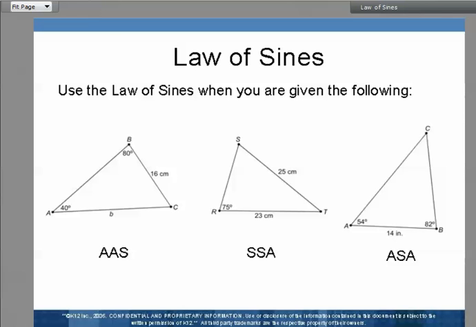You can take a problem like this, okay? If I'm given that this is 80 degrees up here, and this B is not given to me, but this is a 40 degrees, and this is 16, I can set up a thing that says the sine of 40 divided by 16 will be equal to the sine of 80 divided by B.